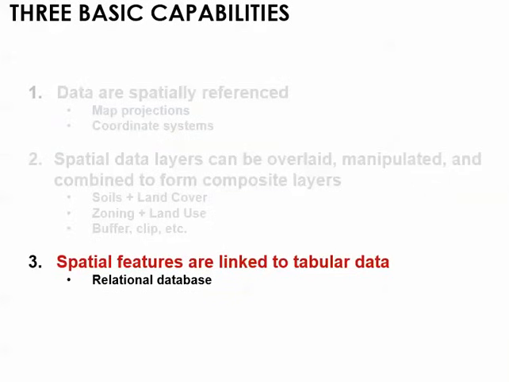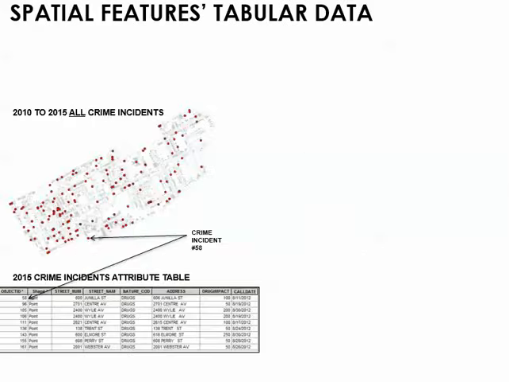The third capability of GIS is that spatial features are linked to tabular data using a relational database. This is an example of spatial features and tabular data. We're looking at a map that is showing all of the crime incidents that occurred between 2010 and 2015. Each point on that map has an attribute table, a spreadsheet, with a record that relates to that particular point on the map.